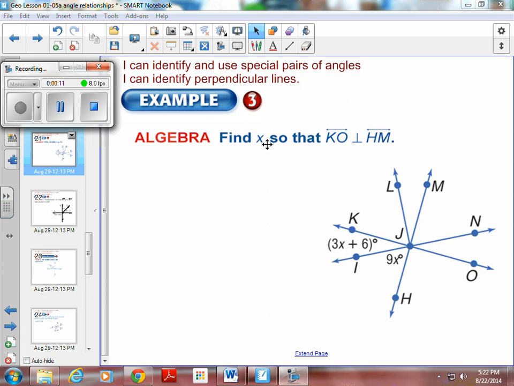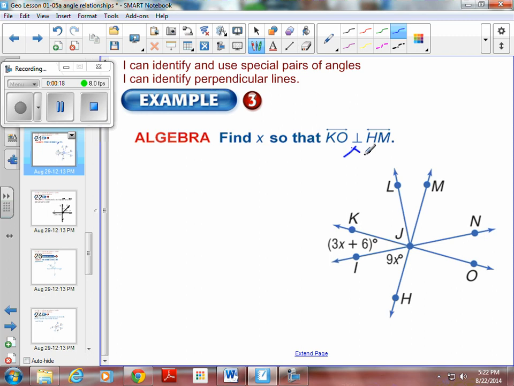I guess when I've been looking for the measure of an angle, just looking for x, using whatever that symbol means. So the question is, what does that symbol mean? Well, it means perpendicular. And what does perpendicular mean? Perpendicular means right angles are 90 degrees. So we know that KO and HM, those lines have to be perpendicular to each other.